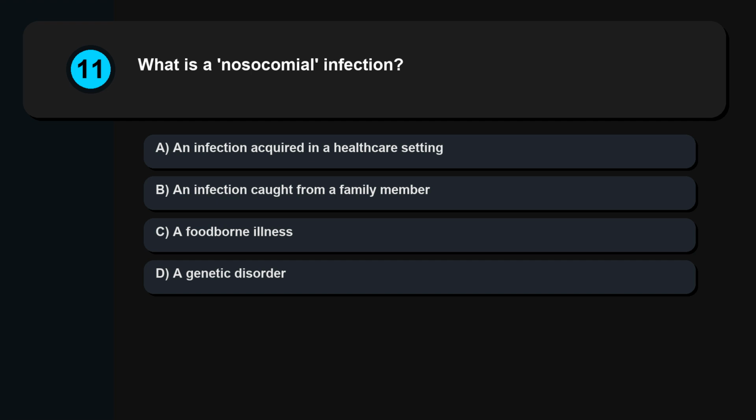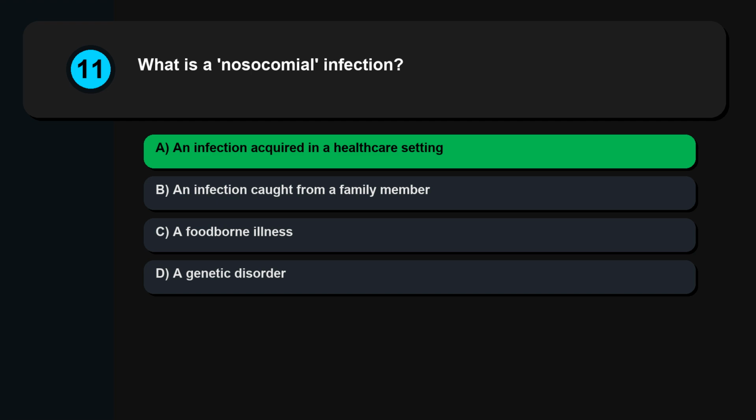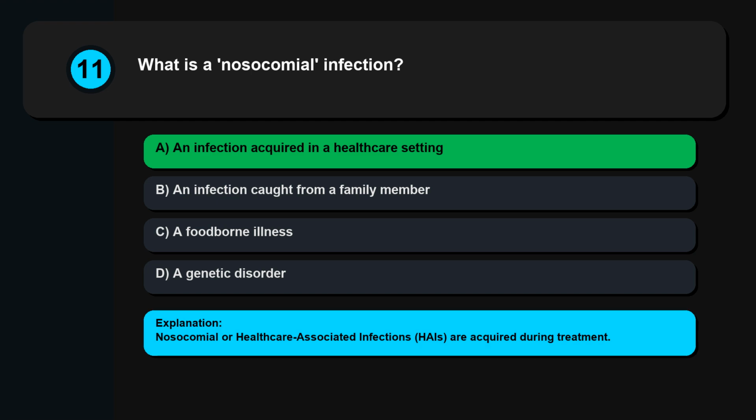Question 11. What is a nosocomial infection? An infection acquired in a healthcare setting. An infection caught from a family member. A foodborne illness. A genetic disorder. Nosocomial or healthcare-associated infections, HAIs, are acquired during treatment.